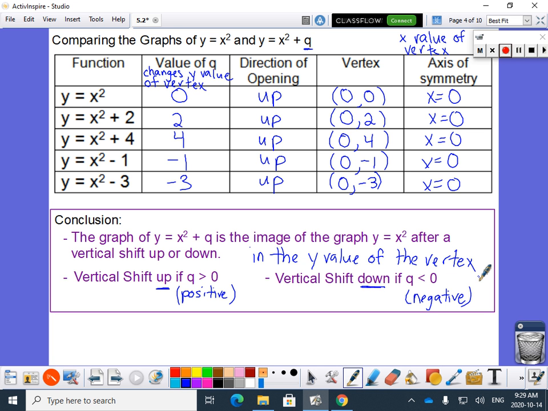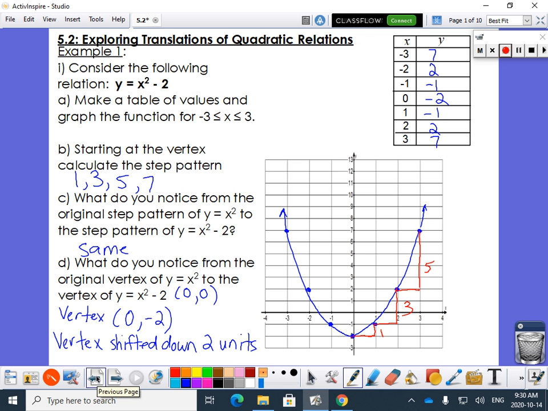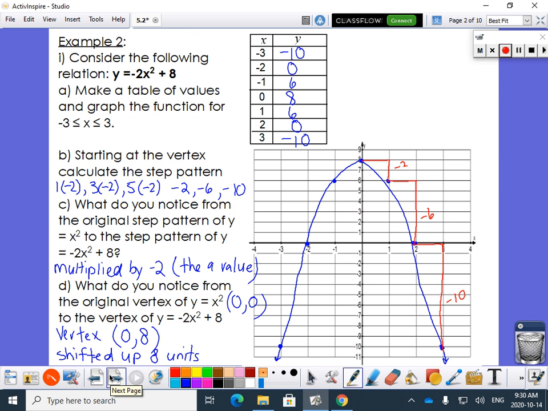Okay, so let's talk about this. The graph of y equals x squared plus q is the image of the graph y equals x squared after a vertical shift up or down. So this is new for us, right? We had 2 examples at the beginning of the lesson where we had a +8, and I think the other one was a -2 for our q value. And we saw, let me show you really quickly, we had -2 here. So this is a vertical shift down. So when it's a negative, it's going to shift it vertically, up and down. Here we had a +8, so it was a vertical shift up 8 units.